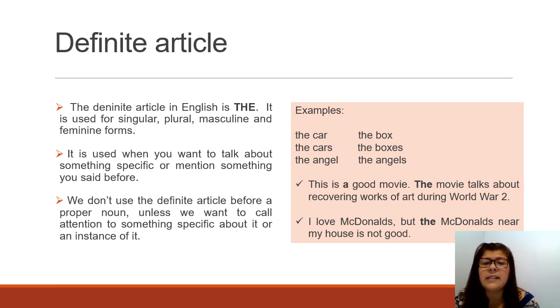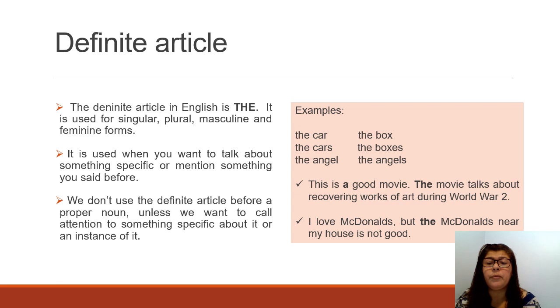And the sentence example, this is a good movie. The movie is about recovering works of art during World War II. So we have here, first time you mention it, you use the indefinite article a. When you mention it again, referring to the same thing, you use the definite article. Another example, I love McDonald's, but the McDonald's near my house isn't good.